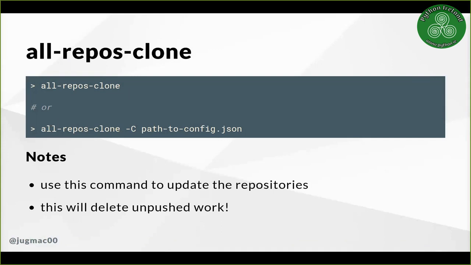When you use the default file name for the configuration, you can just enter all-repos-clone, and in my case, 300 repositories get cloned, because you don't want to clone 300 repositories manually. If you use another file name for the configuration, you have to specify it. Note, you also use this command when you update all your repositories later, and take care, this command will delete all unpushed work.